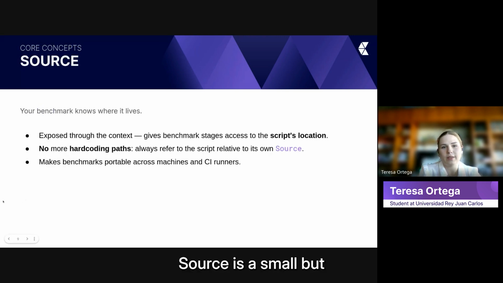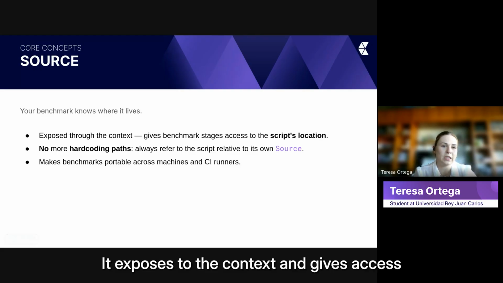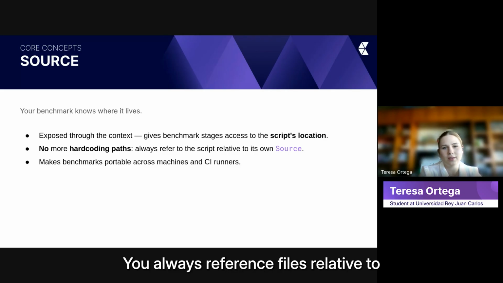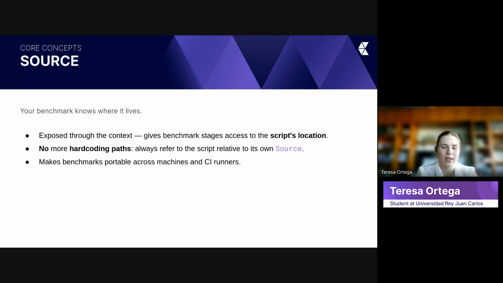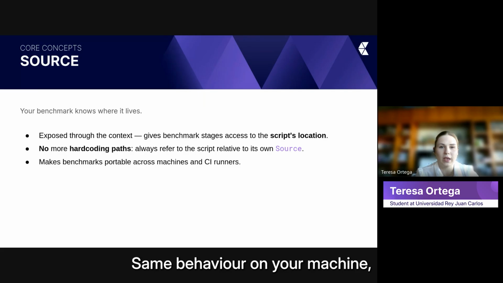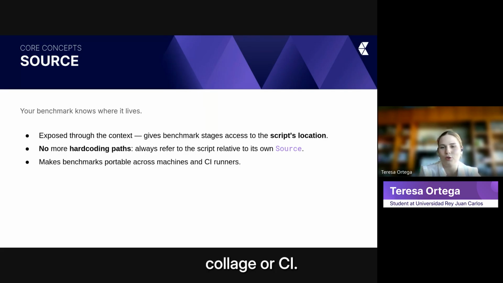Source is a small but very useful concept. The benchmark knows where it lives. It exposes this through the context and gives access to the script location. So, no more hardcoded paths. You always reference files relative to context source. The result is that your benchmark is portable. Same behavior on your machine, your colleague's, or CI.